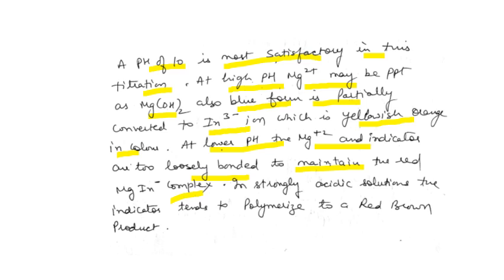In strongly acidic solutions, the indicator tends to polymerize to red brown. So the most satisfactory pH for the indicator is also 10, because at this pH the blue form forms an unstable complex with the hardness causing ion, which is of wine red color.